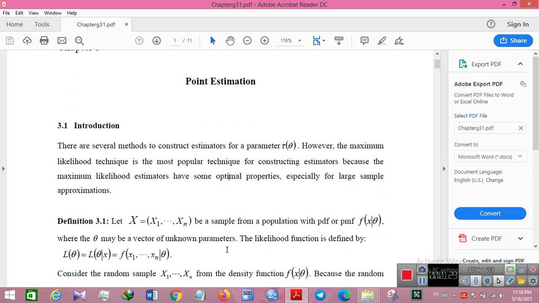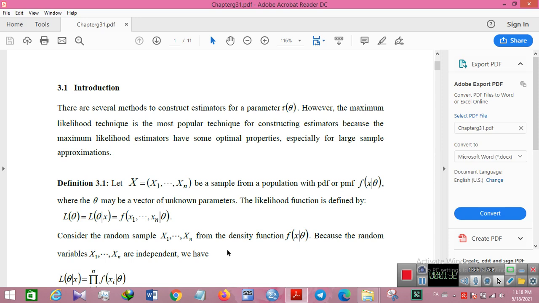So we first define the maximum likelihood method. Let X equal x1 to xn be a sample from the population with PDF f(x|theta), where theta may be a vector of unknown parameters. The likelihood function is defined by L(theta|x), which is actually the joint density function of x1 to xn.